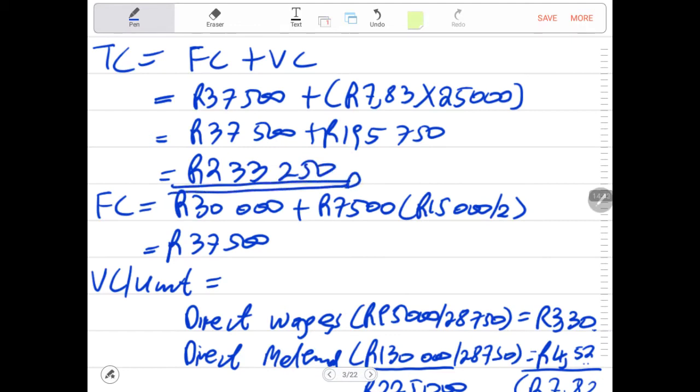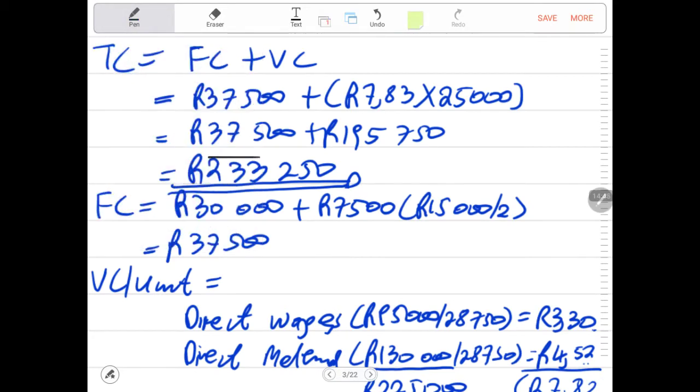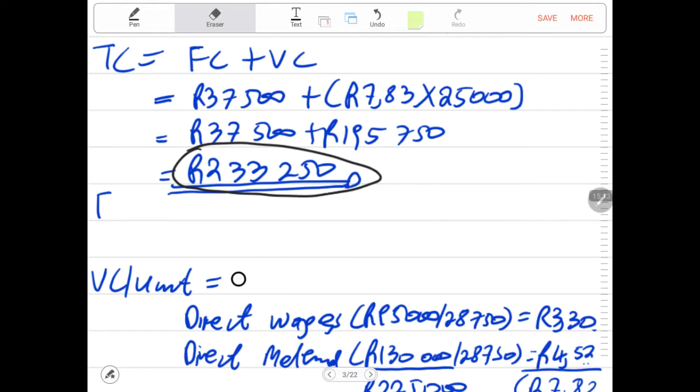Now we have calculated our total cost, so we have responded straight to the first part of the question. Total cost is 233,250. Now that we have calculated our total cost, which is under number A, we need to go to the second part, which is the unit cost. Our unit cost, once again, is the cost per unit. These are just my workings, by the way. So now we're calculating our unit cost.